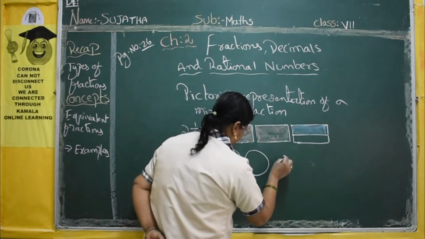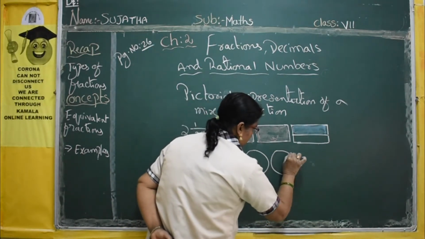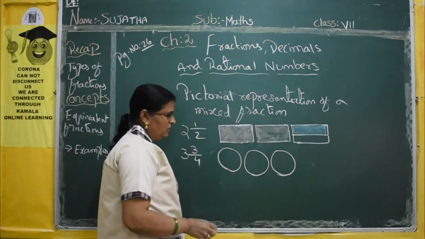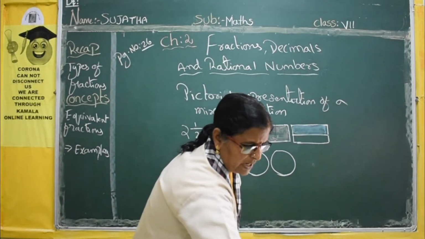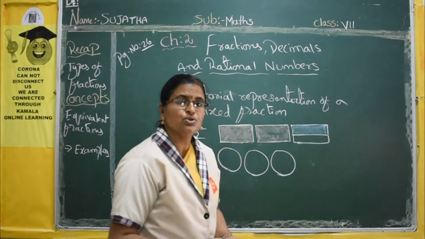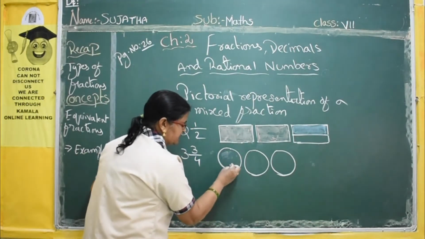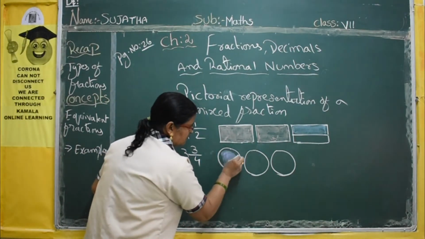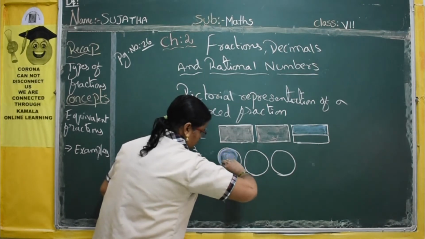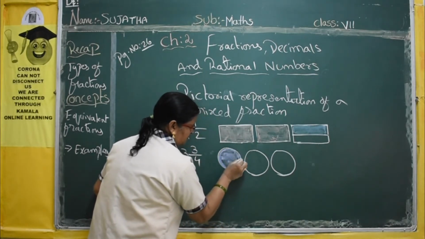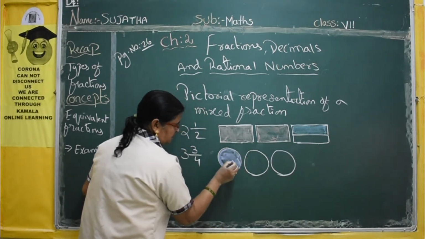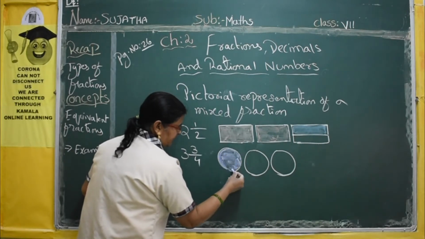1, 2, 3. Now 3 circles. The whole part that will be there, you have to shade it first. 3 is the whole part. So these 3 circles, you have to shade.